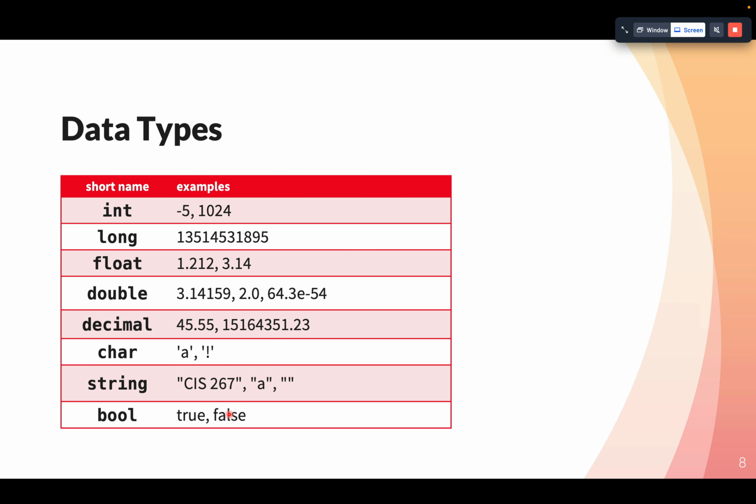So these are the built-in data types. So this is our bread and butter. Anytime we declare a variable, it's going to be one of these types. Questions on this?